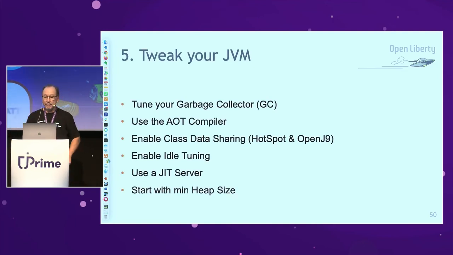So, tweaking your JVM. Tune your garbage collector. There's lots of ways to do this to make it more efficient. We're not going to go into that, but that's available. Using an AOT compiler, like GraalVM does, can improve the performance of your applications, especially at startup time. And that's available in most JVMs. I know it's available in Hotspot and OpenJ9. Class cache sharing, idle tuning, and JIT server, the next three items. Those are features that we're going to talk about with the OpenJ9 JVM that can really help out your application. So we'll get into those in more detail.